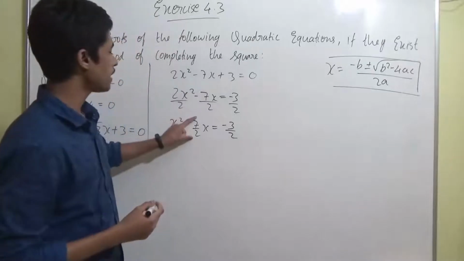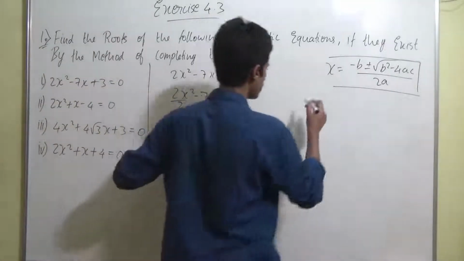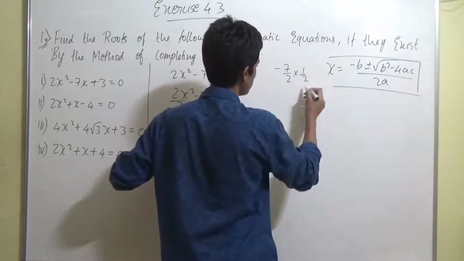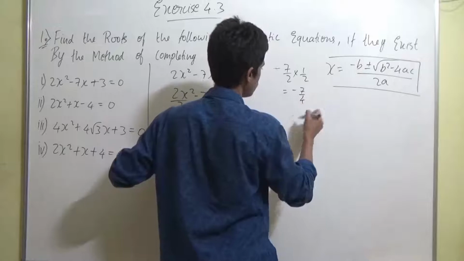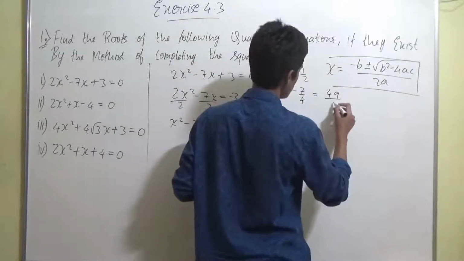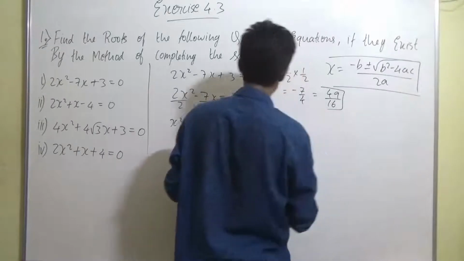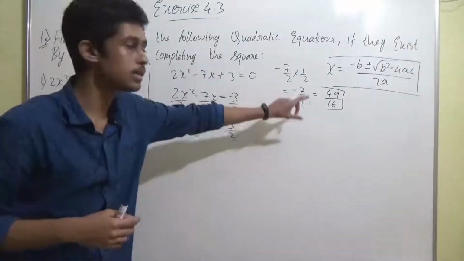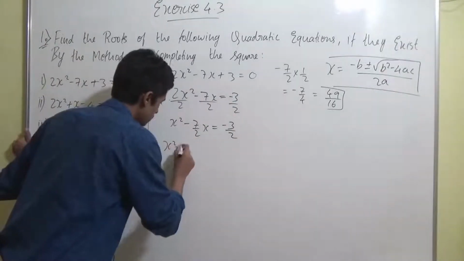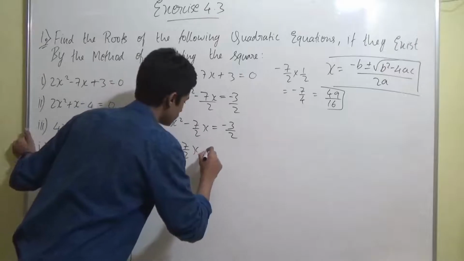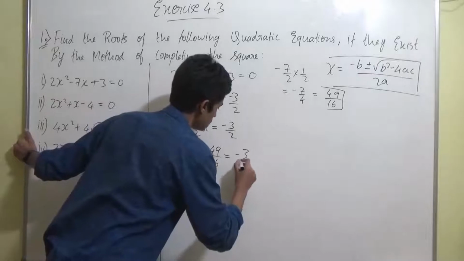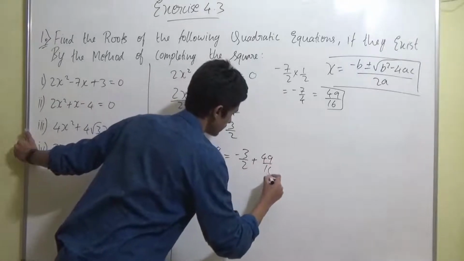Now what you have to do? You have to take this term and take half of this. This will become into half, then it will become minus 7 by 4. Now square this term. If you square this, it will become 49 by 16, correct? Now this squared term, you will add on both the LHS and RHS. That is, you will write x square minus 7 by 2 x plus 49 by 16 equal to minus 3 by 2 plus 49 by 16.